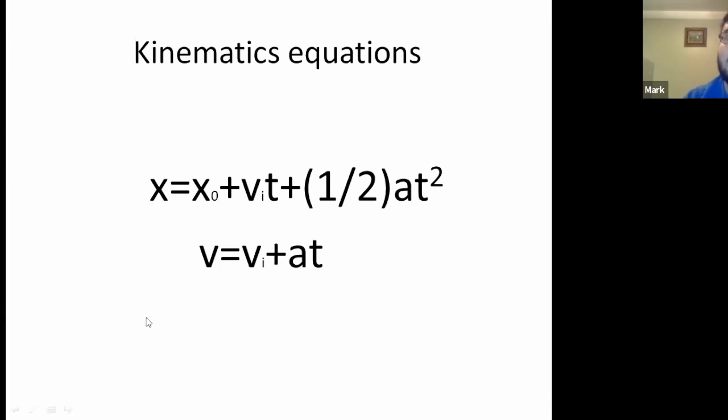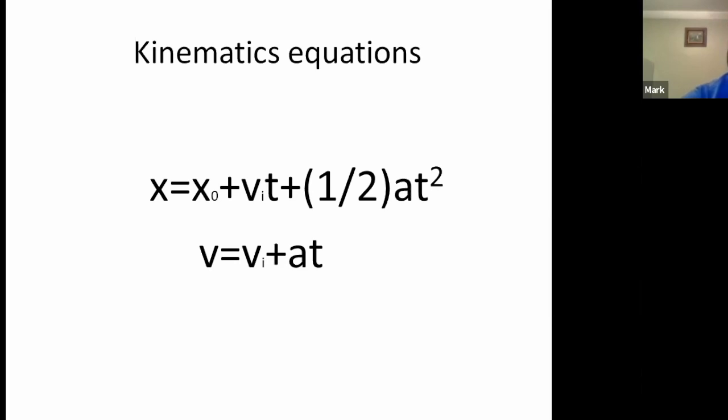The main use of these equations is in solving problems. Most of the problems you'll see on the MCAT relating to kinematics will be solved with these two equations. There are other kinematics equations, but usually they're derived from these two equations.